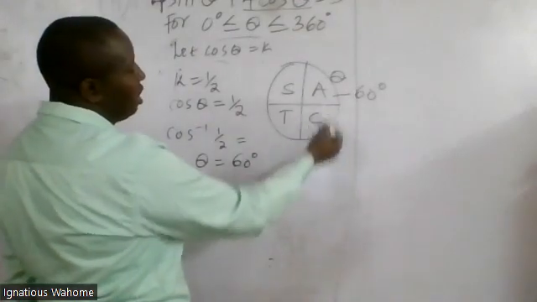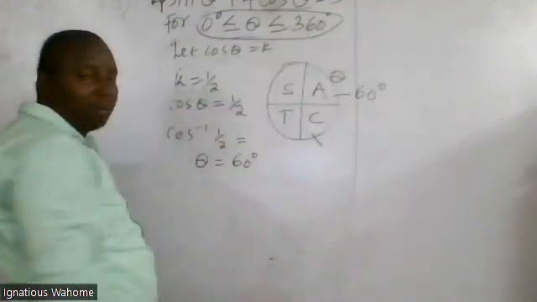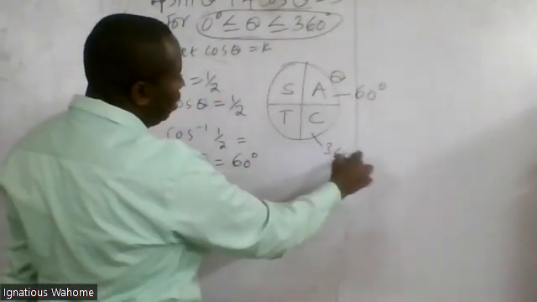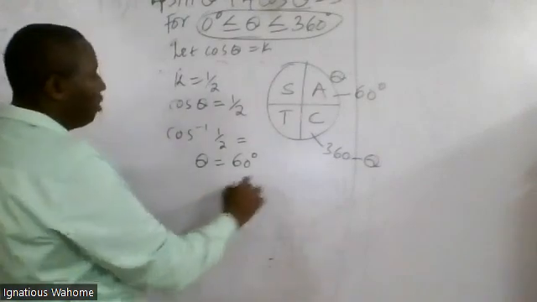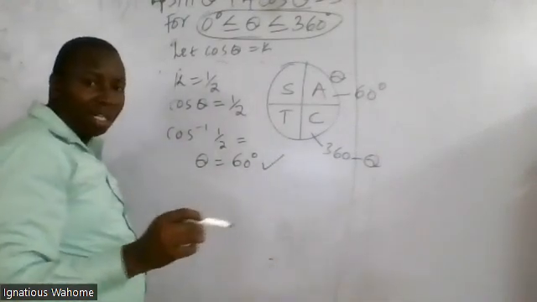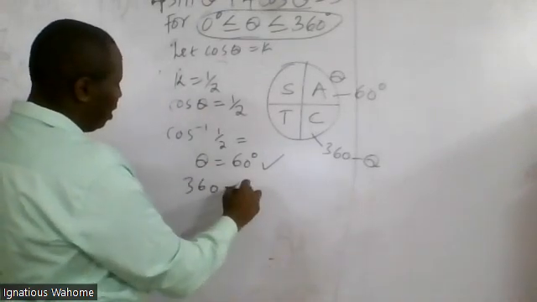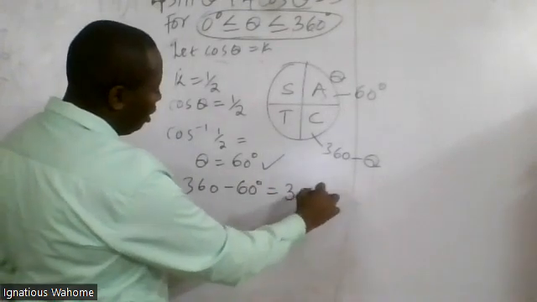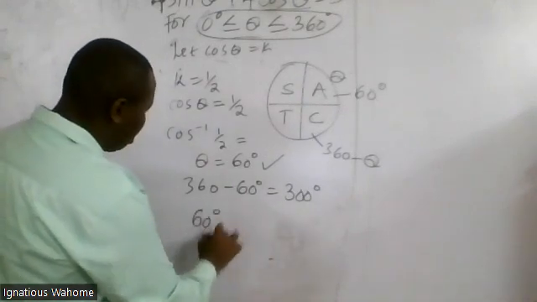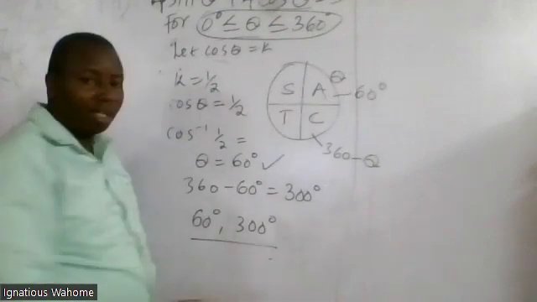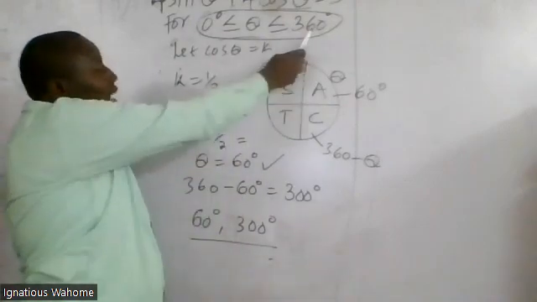And cosine is positive in the first and fourth quadrants. The value of theta must be between 0 and 360. So the other angle, in the fourth quadrant, is 360 minus theta. The first angle is 60 degrees. The second angle will be 360 minus 60, which gives 300 degrees. So the required answer for this question is 60 degrees and 300 degrees. You can see that theta is between 0 and 360.